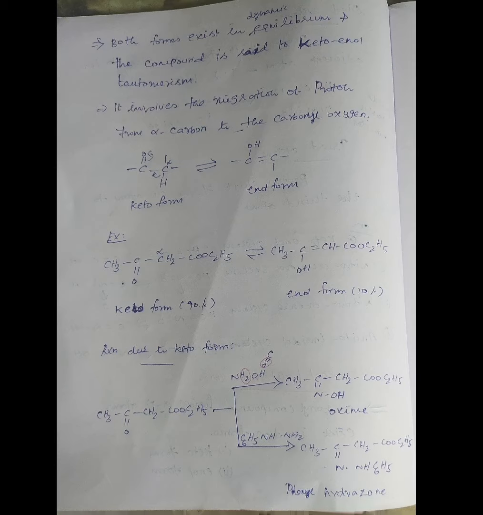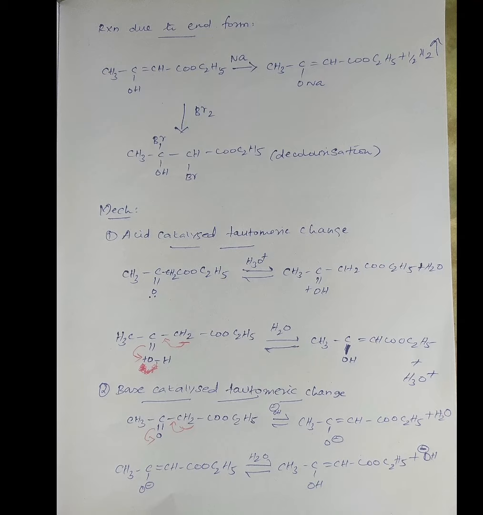So the reaction due to enol form. The enol form of acetoacetic ester reacts with sodium, so hydrogen is liberated. Alcohol is treated with metal, so in OH the hydrogen is replaced by sodium, and this hydrogen is removed as hydrogen gas.